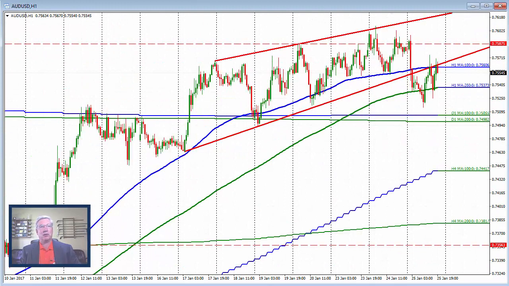Looking at the hourly chart for this currency pair, the price has been trading above and below the 100 and 200 hour moving averages. That's the green and blue lines in this chart. Also above and below the broken trend line here as well. So the market's not sure about what it wants to do. We'll see how it all pans out.